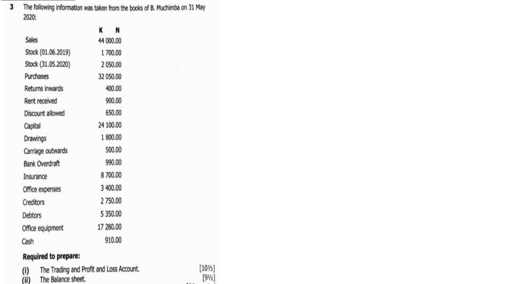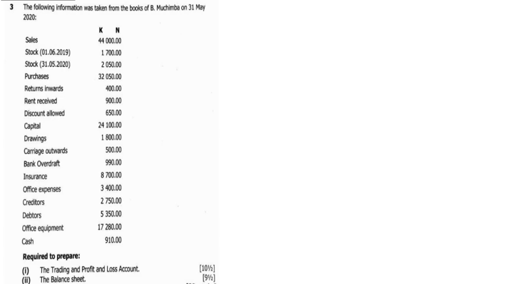Okay, so that is the information. We've got sales there, which is 44,000. We have got stock, which is 1,700 kwacha, that is on 1st June 2019, that was opening stock. And then we have got the closing stock for 31st May 2020, which is 2,050 kwacha.